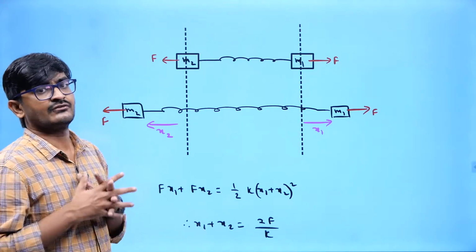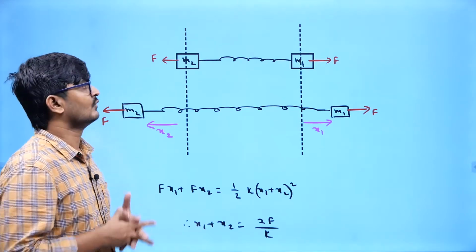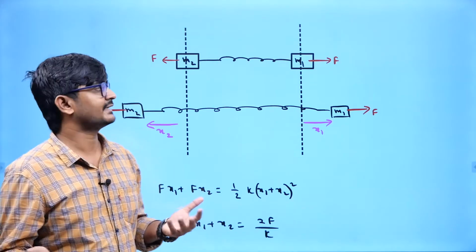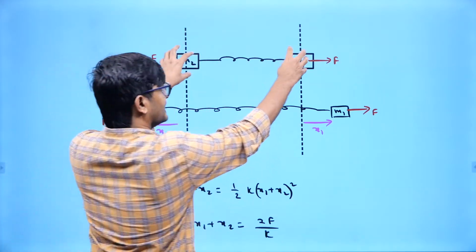So the question is, find the maximum extension in the spring. Now when it is going to be maximum extension, what will happen? Kinetic energy will become 0, right? Right now the spring is at natural length.